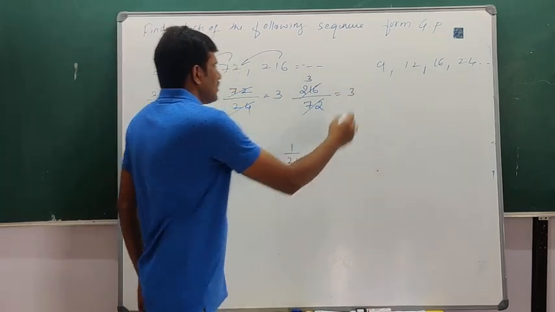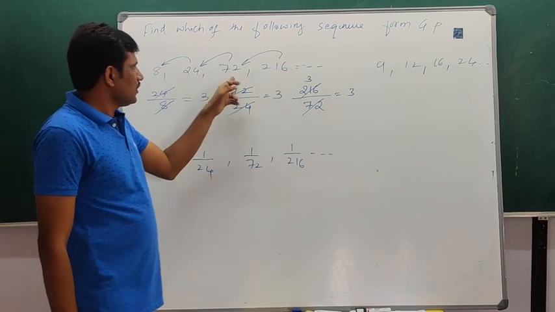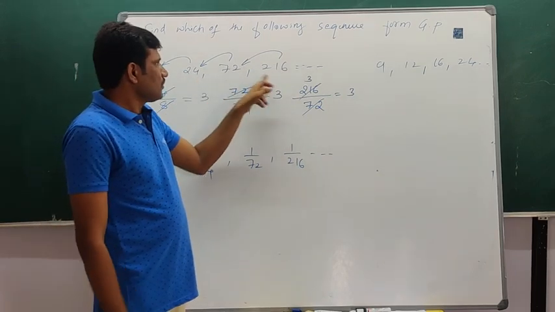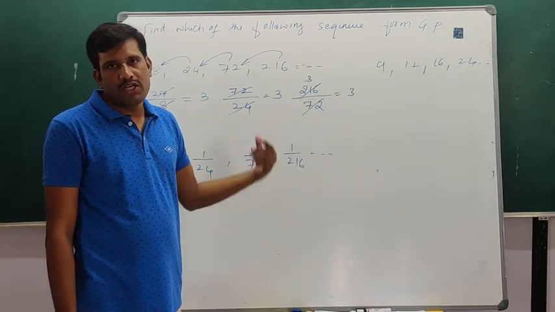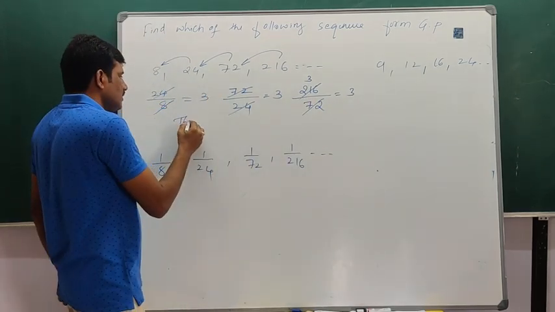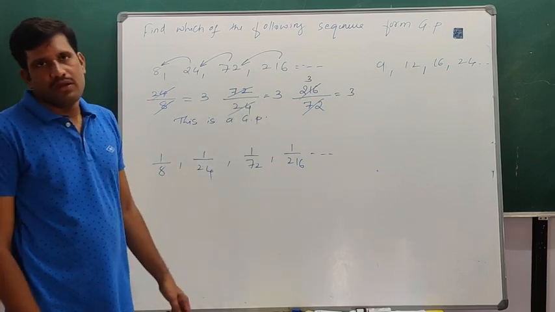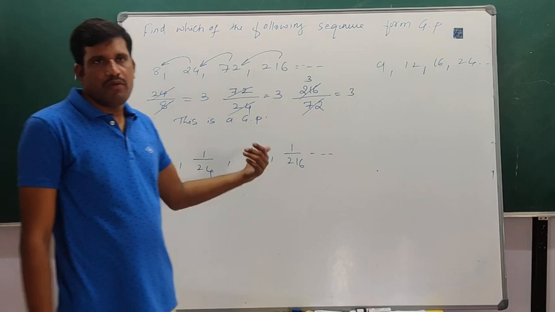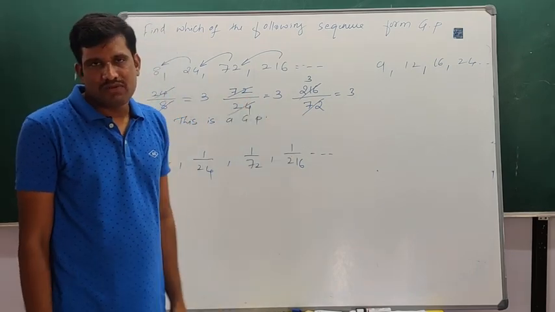So therefore we can see that in all the cases, second term divided by first term, third term divided by second term, fourth term divided by third term, all the values are the same. So the common ratio is the same. Therefore this is a GP. That is, this is a geometric progression. Right? So we just find the common ratio. If that common ratio is the same for all the terms, then that sequence is a GP.